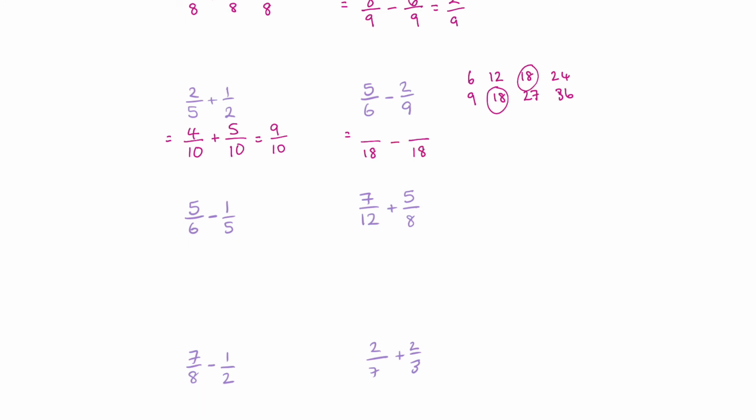And the way that we do that is to turn 6 into 18, we've multiplied by 3, so we need to do 5 times 3 to go on the top here. So 5 3s are 15. And then, on the next one, we've got 9 times 2 is 18. So we need to do 2 times 2 is 4 on the top. So we've got 15 18ths minus 4 18ths is 11 18ths. Okay?